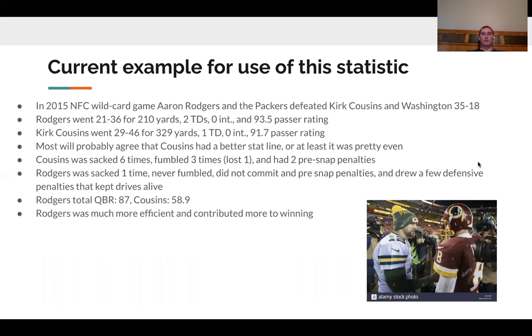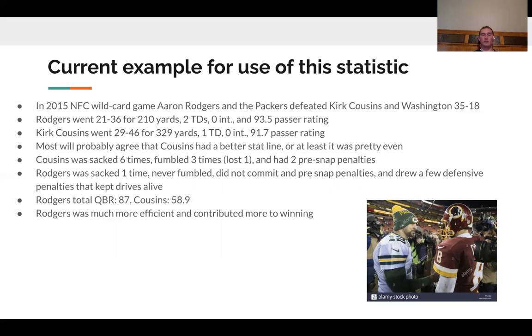A current example of this statistic is in 2015, when Aaron Rodgers took on Kirk Cousins in the NFC wildcard game. The Packers won. As you look at the stat lines, Rodgers had a pretty average day. Cousins only had 1 touchdown, but he had a lot of yards. So just looking at the stat lines, it looks like Kirk Cousins had the better statistical day. You'd think that he probably played better, but actually Cousins got sacked 6 times. He fumbled 3 times and had 2 penalties.